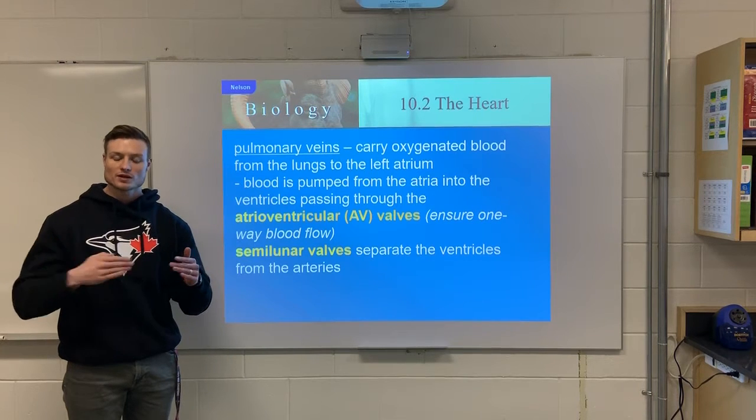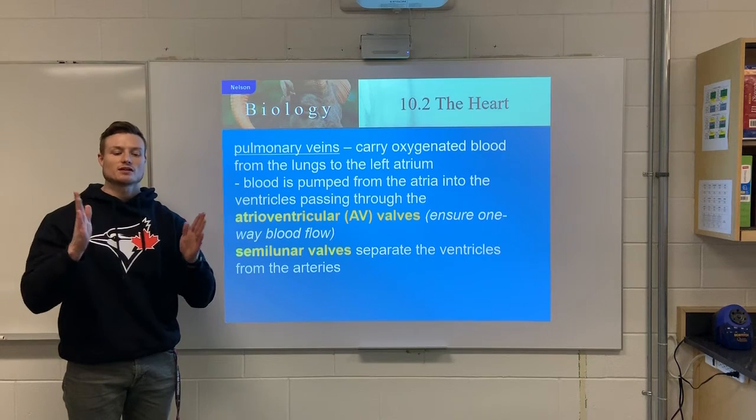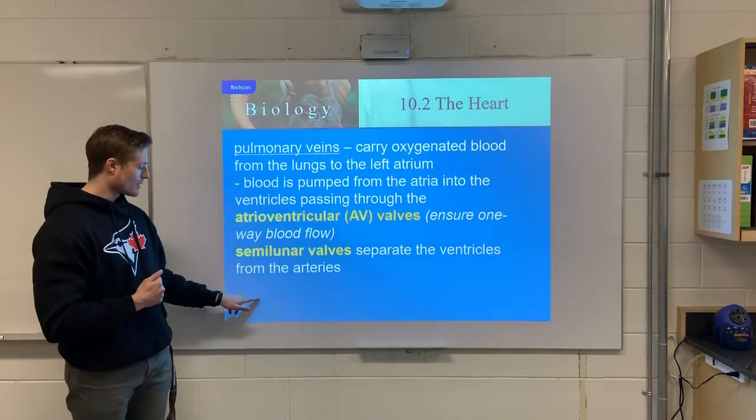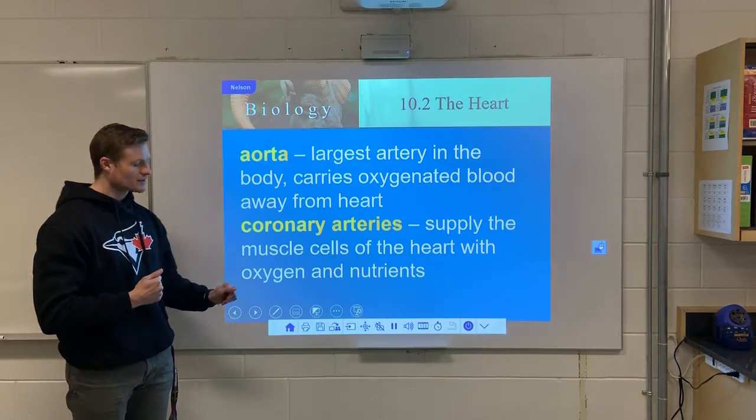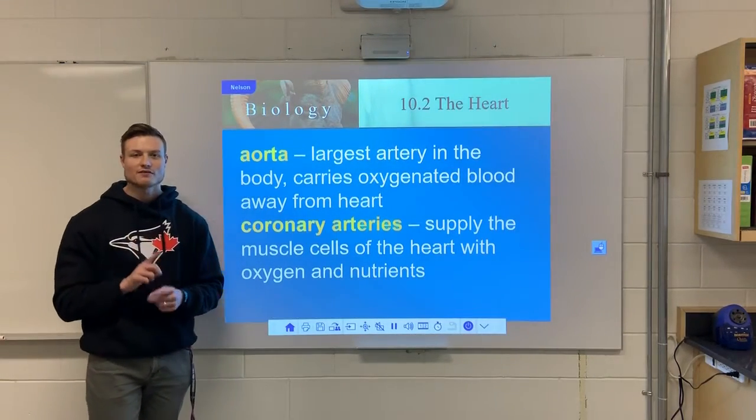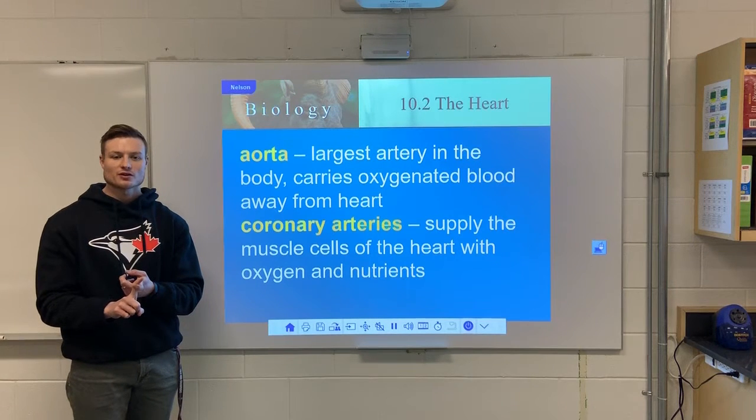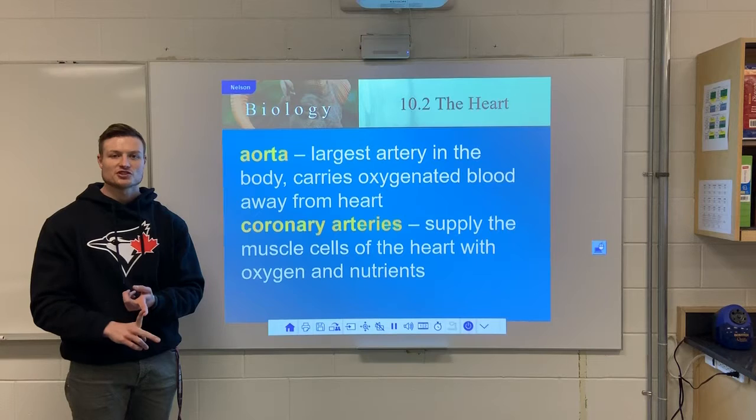So the semilunar valve's open, blood leaves the heart, they close, so blood doesn't flow backwards. Finally, the two main arteries. We have the aorta, which is your main artery carrying blood from the heart to your body. This would be oxygenated blood.